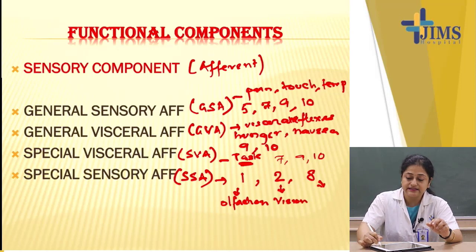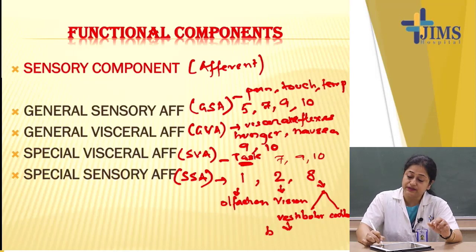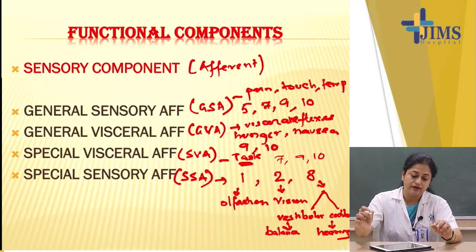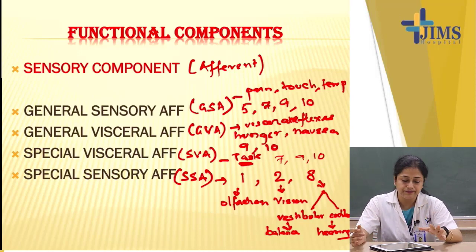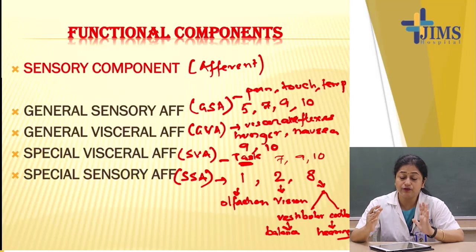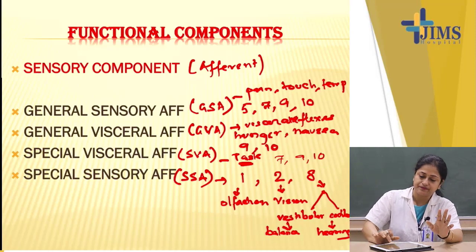And 8 is vestibulocochlear. So it has got 2 components, the vestibular part and the cochlear part. The vestibular part is concerned with the balance of the body, while the cochlear part is concerned with hearing. Okay? So these are the nerves and their functional components. If you study this general introduction in a good manner, even if any cranial nerve comes and you don't know it, if you remember this, then you can at least write a few lines about each cranial nerve.